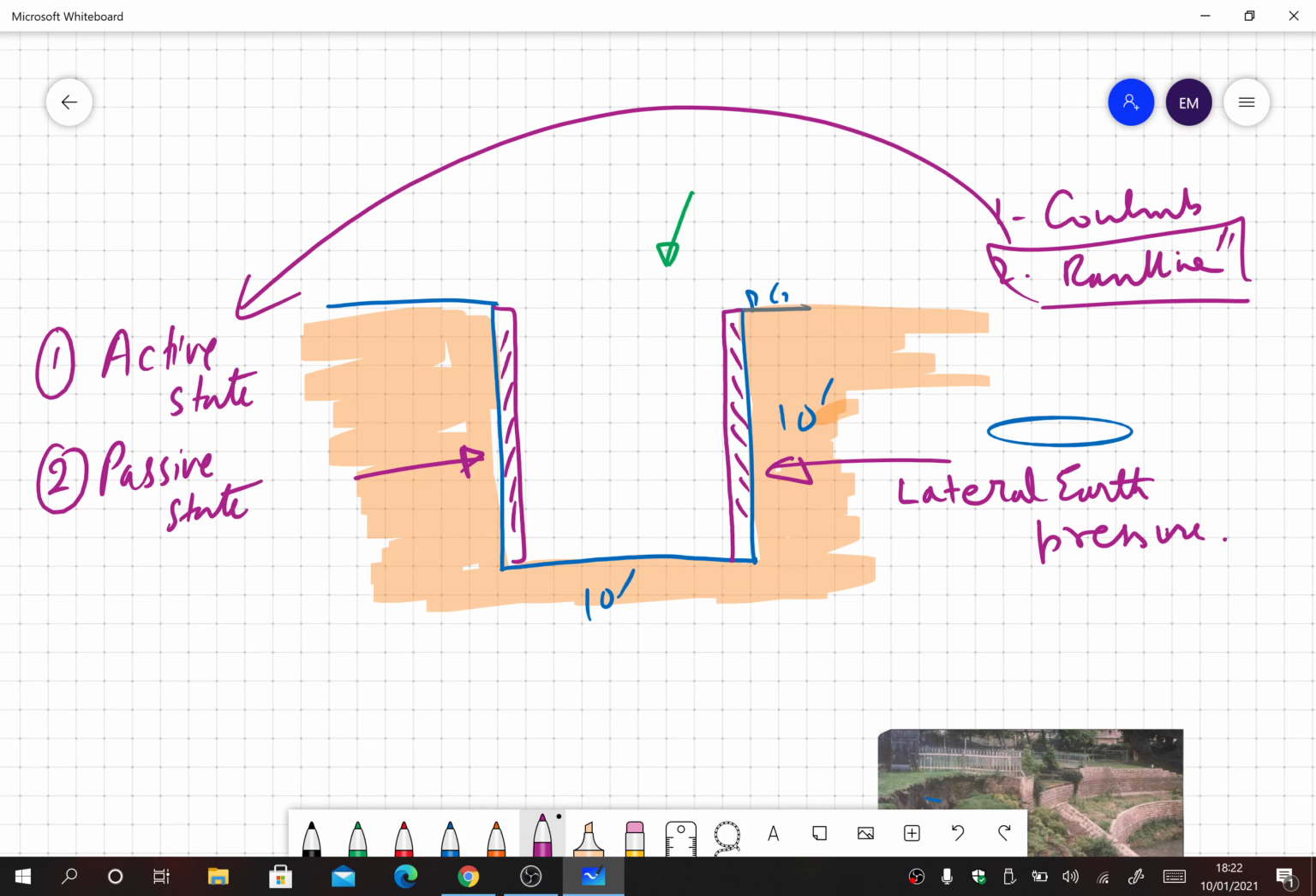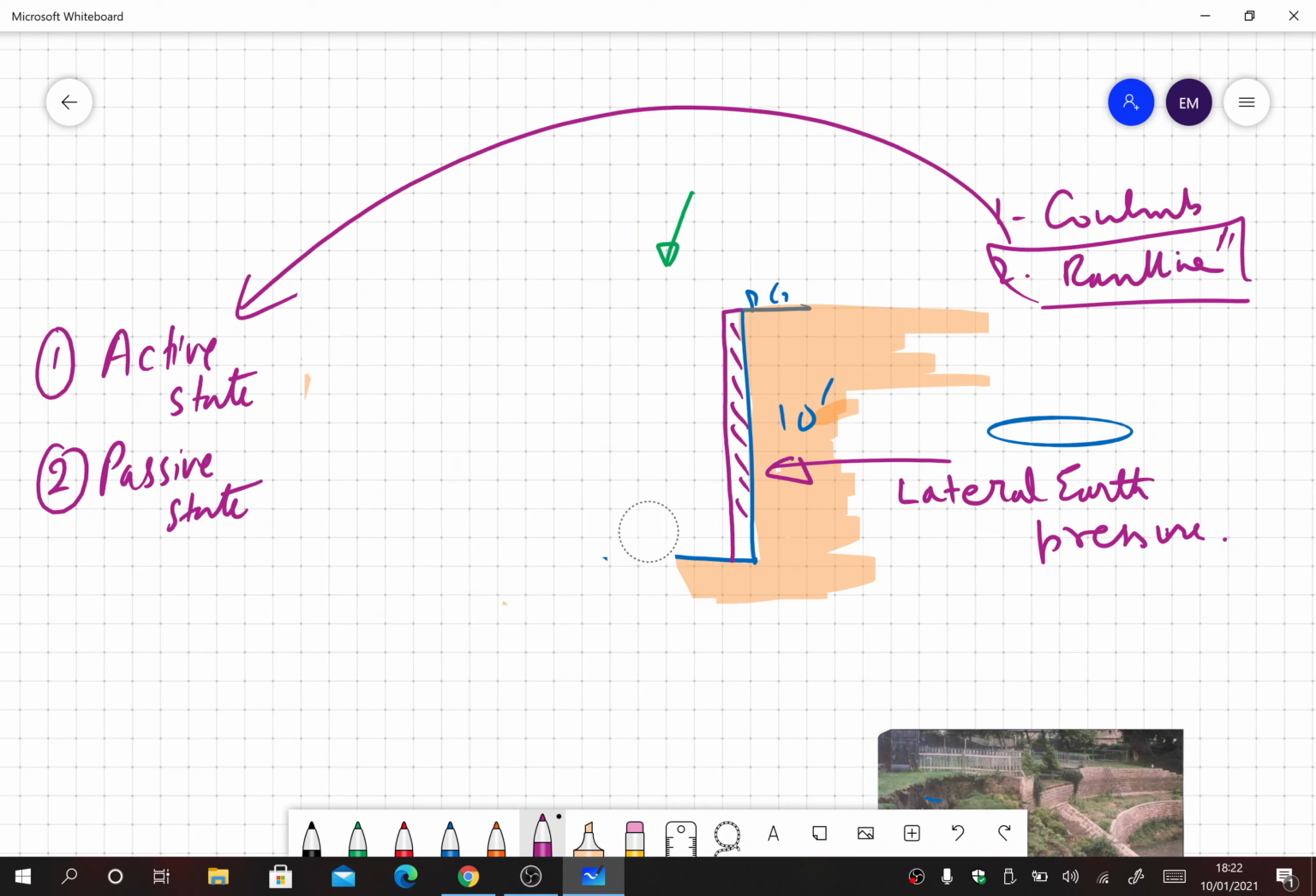So let's see what's happening in the active state. Let me remove this portion and we just consider this one single portion here that is retaining a soil. Okay, if this lateral earth pressure is trying to push the wall outside, there is a chance of tilting of the wall. If a thing like this is happening, this is called an active case.